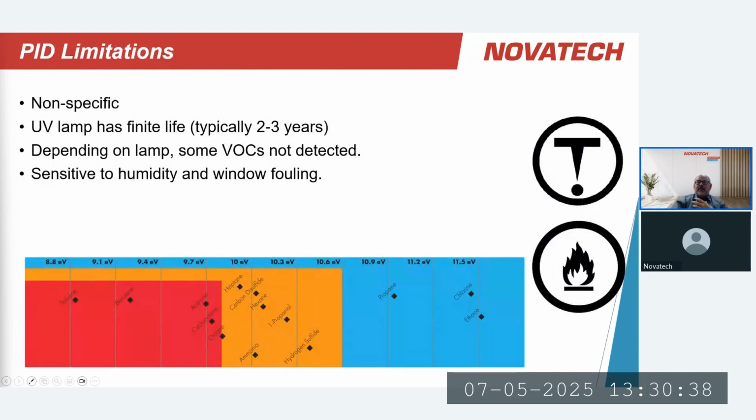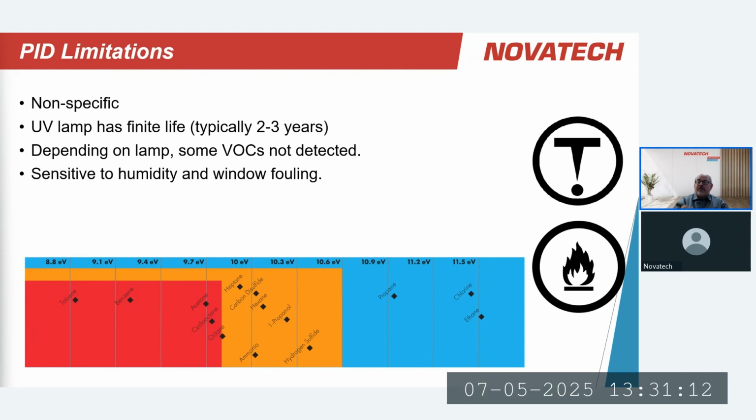What's interesting about it is that depending on the ionization potential of the UV lamp that is fitted to it, certain molecules can be ionized, others cannot. So if, for example, I have a 10.7 electron volt lamp fitted to my PID sensor, everything to the left, so in the orange and in the red section, is detectable, but things to the right are not. So that is good and bad. It's good from the standpoint that it will detect VOCs. It's bad from the standpoint that it is non-specific.